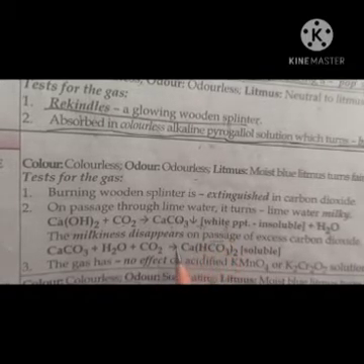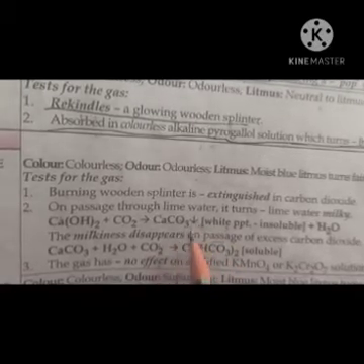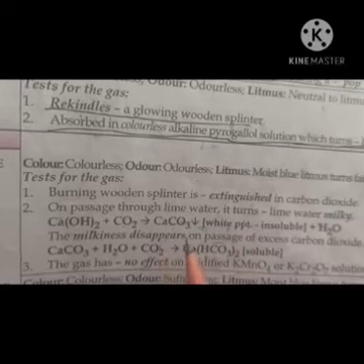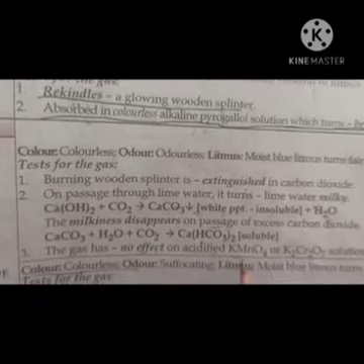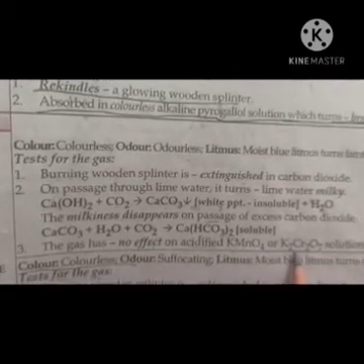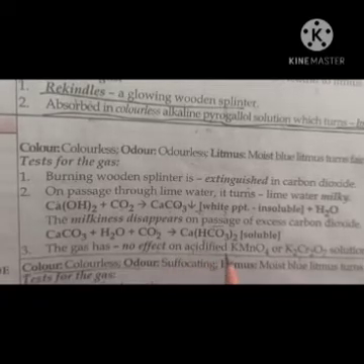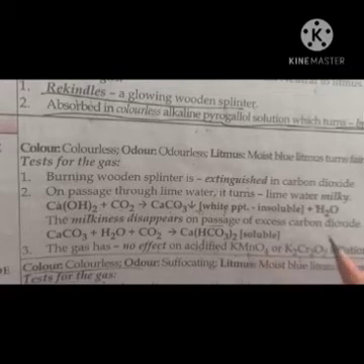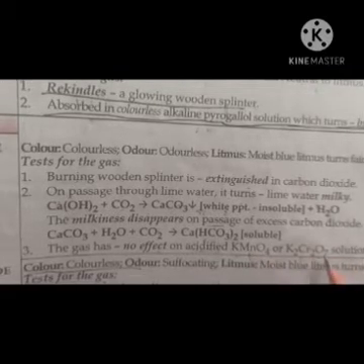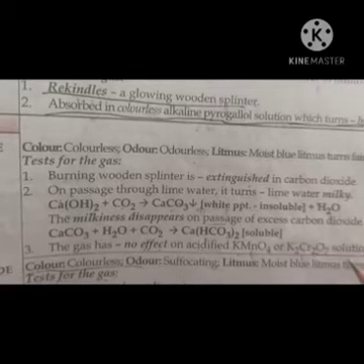Right? So to identify between sulfur dioxide and carbon dioxide: carbon dioxide turns lime water milky, and sulfur dioxide also can turn lime water milky. But carbon dioxide has no effect on acidified potassium permanganate and potassium dichromate, while sulfur dioxide turns the pink color of potassium permanganate to colorless, okay, clear colorless, and the orange color of potassium dichromate to clear green, right?